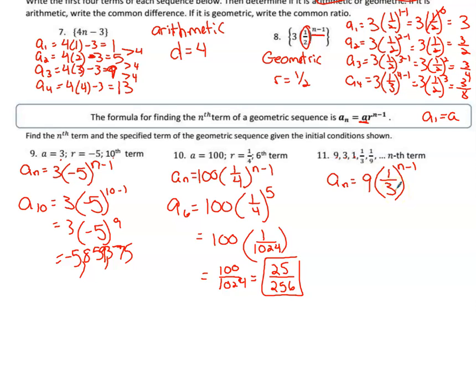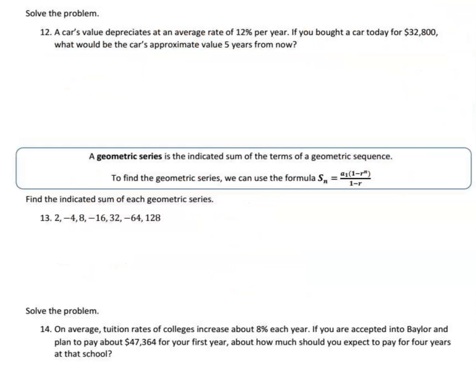We're done with the front side of these notes. So let's move on to number 12. On number 12, we're talking about a car's value that depreciates at an average rate of 12% per year. If you bought the car today for $32,800, what would be the car's approximate value 5 years from now?